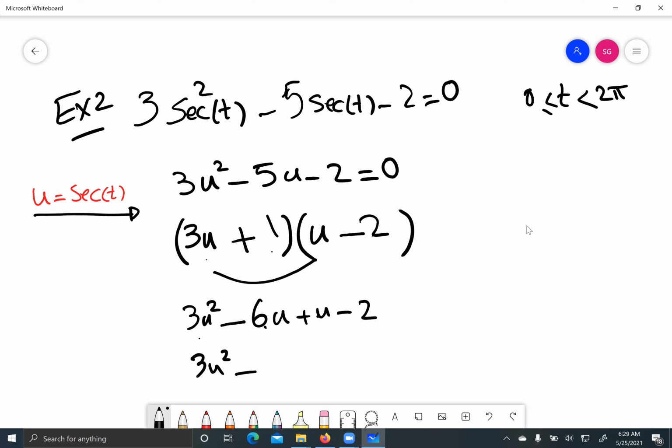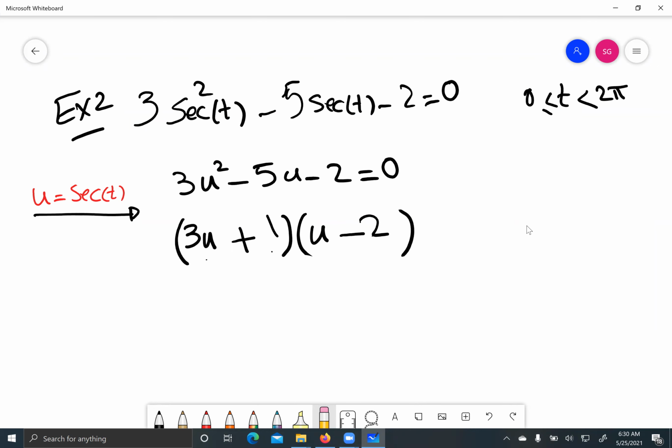So I guess that's an error in your textbook, because this is, no, that's right. My bad. Yes, that's right. This is minus 5u minus 2. That's right. The factorization is correct. Yes, that's the way to factor it. And then you set it equal to 0.